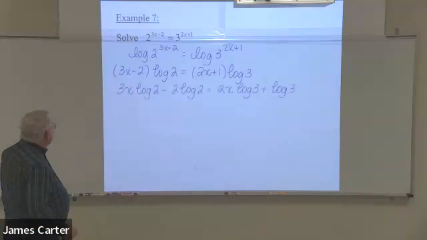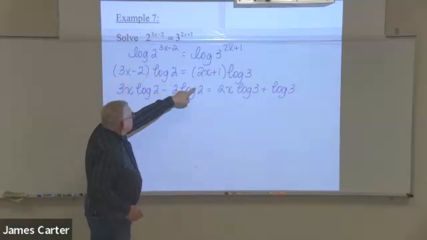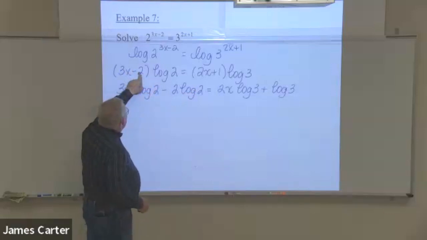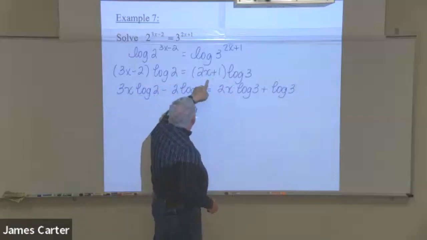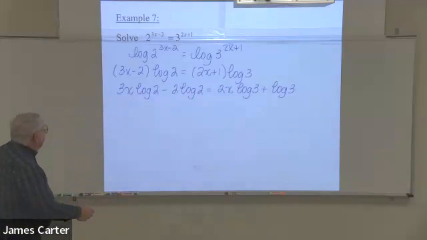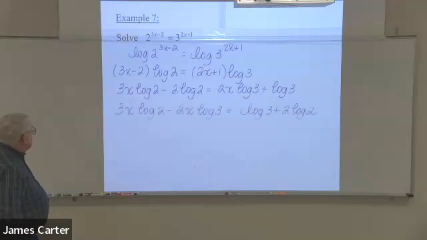Well, let's factor them out and get all of the x on the same side. Well, first of all, I distribute this and I distribute that. 3x log 2 minus 2 log 2, 2x log 3, and log 3. Now at that point, I can move this 2x log 3 over to this side, move that over to the other side. Okay? By adding their opposites.